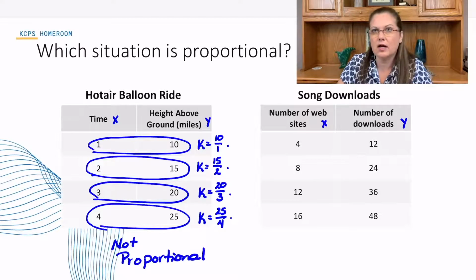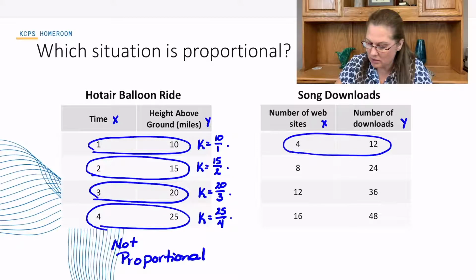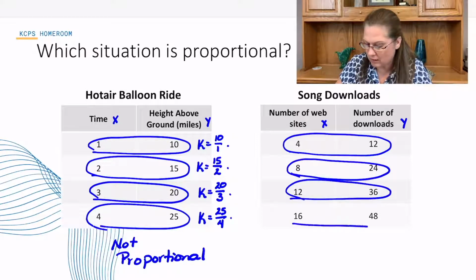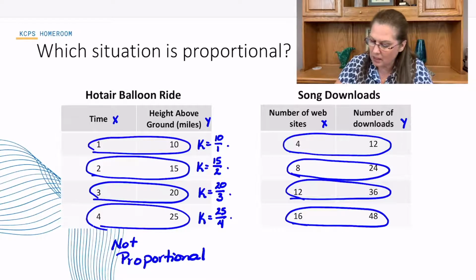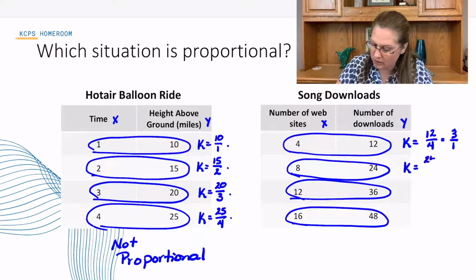So let's take a look at song downloads. We're going to go ahead and use our ordered pairs. Remember, they're on the same row, x and y. And let's go ahead and use our equation. So I'm going to say 12 over 4, or 12 fourths. 12 can be divided by 4, so that's 3 over 1. Our second ordered pair is 24 eighths.